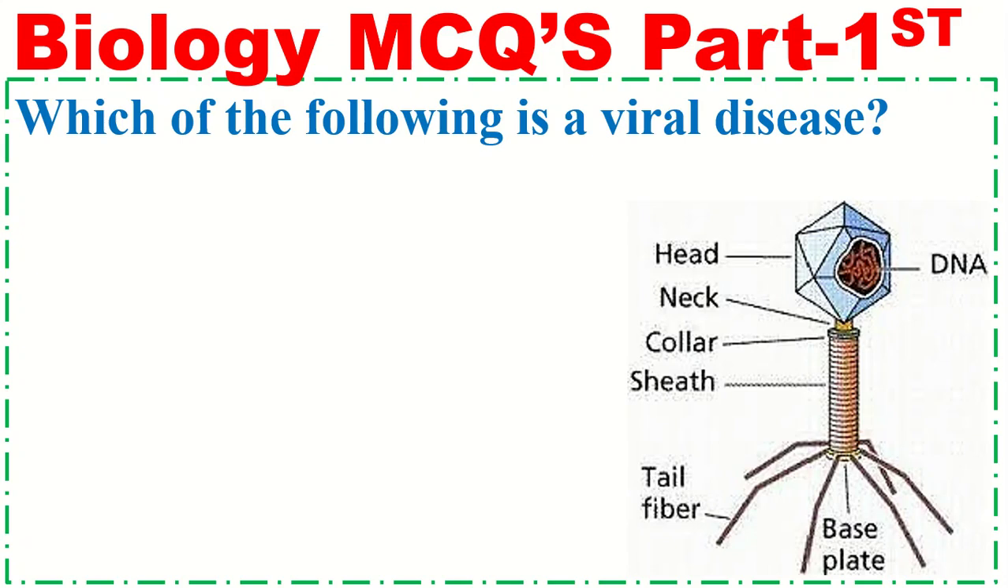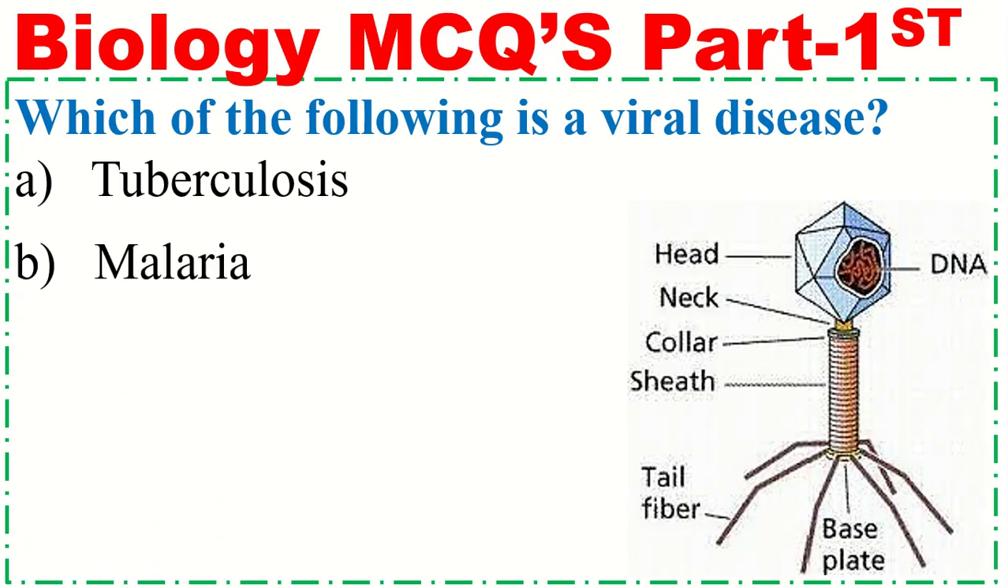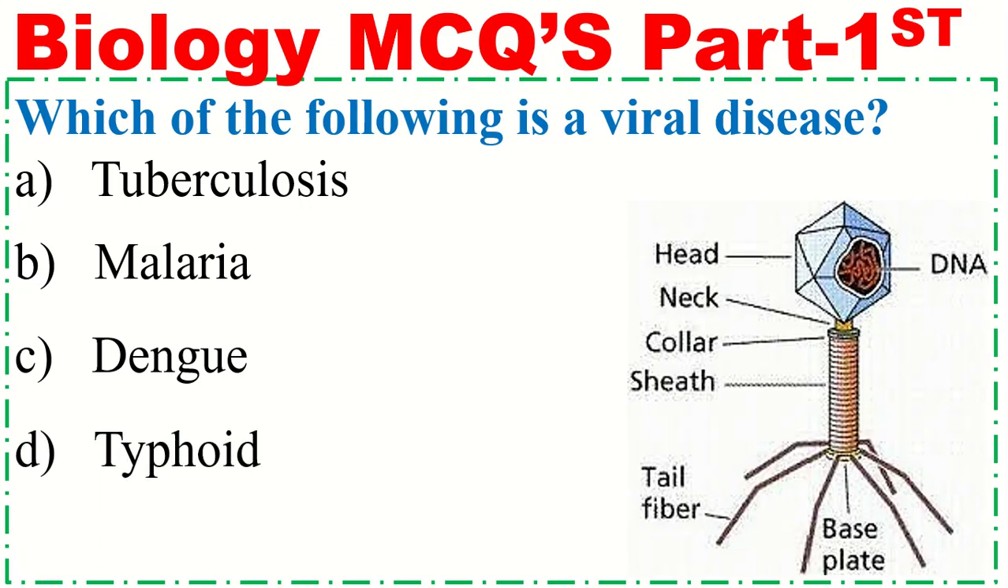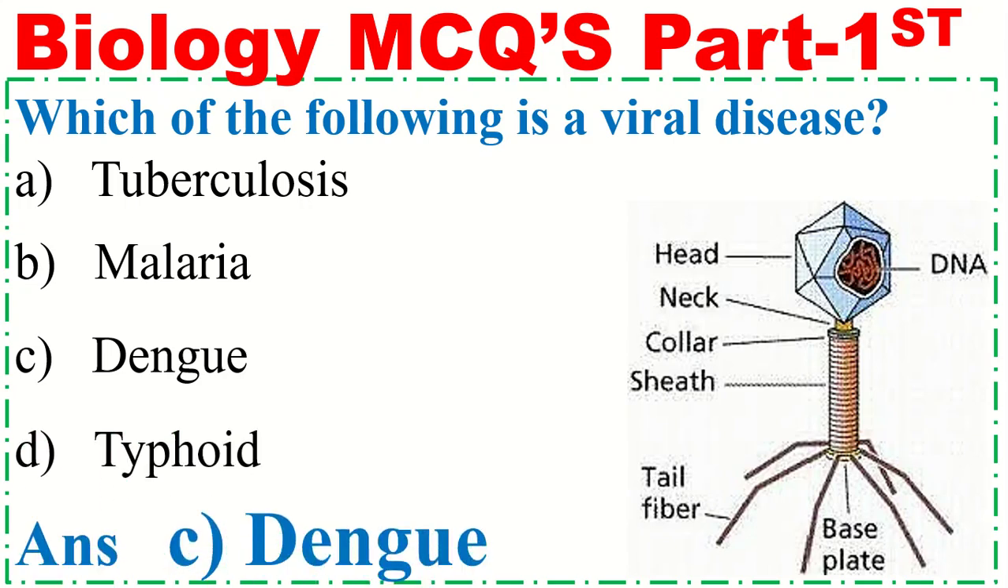The first MCQ is: which of the following is a viral disease? Option A, tuberculosis. B, malaria. C, dengue. D, typhoid. The correct option is C, dengue.